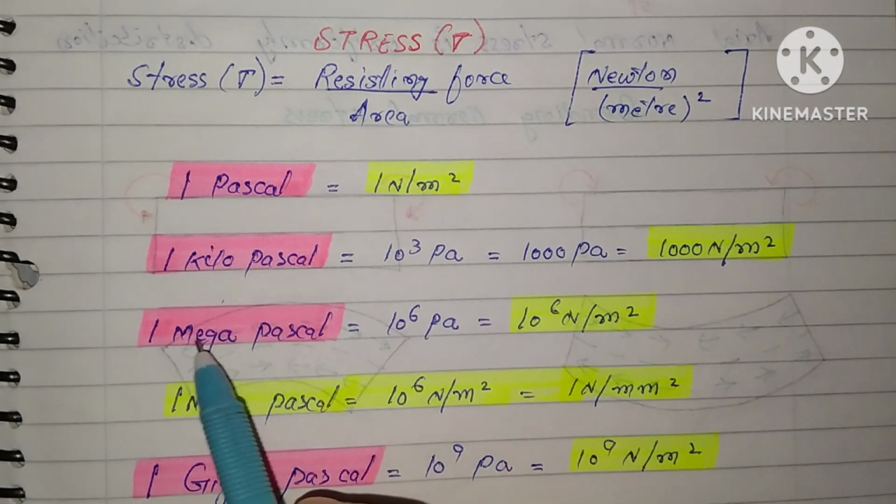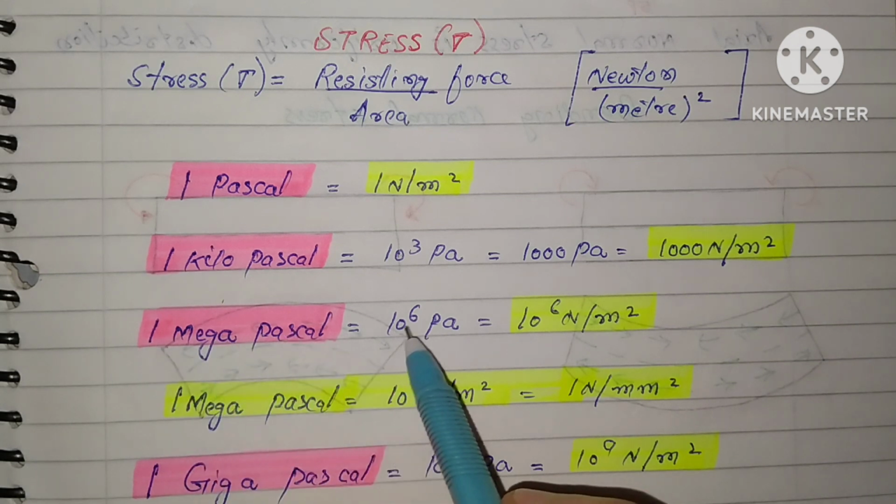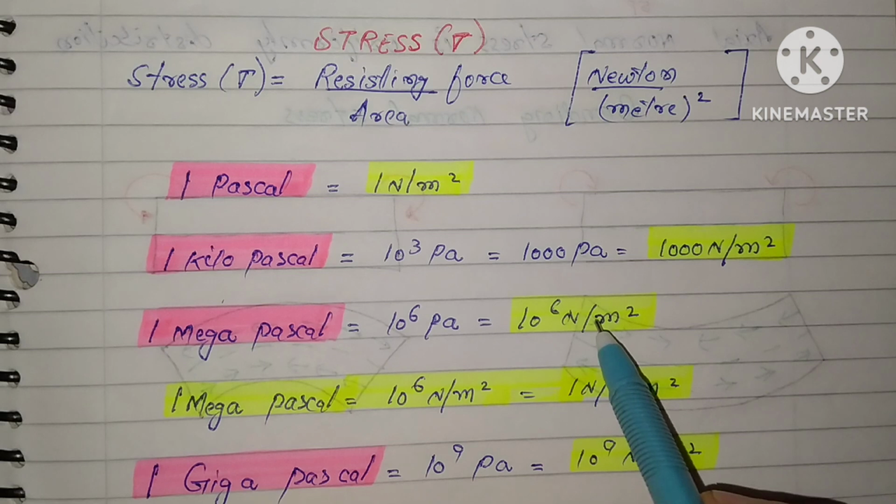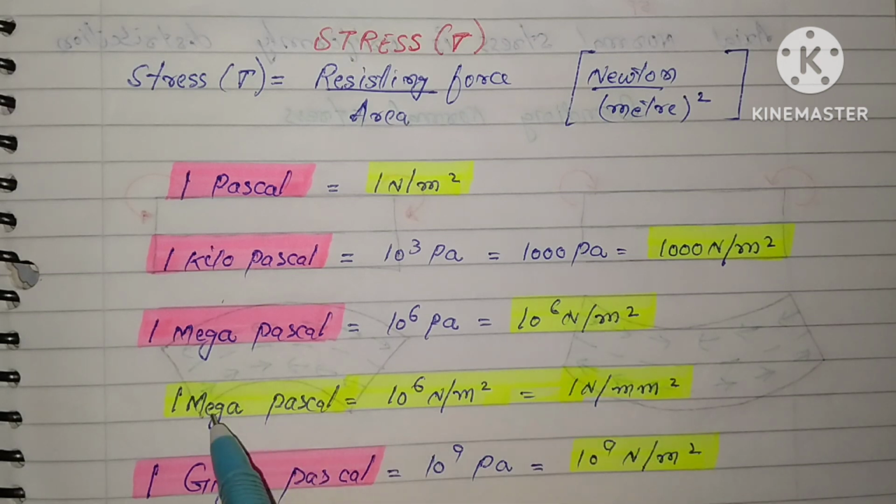Another bigger unit is 1 megapascal. 1 megapascal is 10 raised to the power 6 pascals, that is 10 raised to the power 6 Newton per meter square. Also, 1 megapascal is 1 Newton per mm square, because 10 raised to the power 3 mm is equal to 1 meter, so 10 raised to the power 3 squared becomes 10 raised to the power 6. Another bigger unit is 1 gigapascal, which is equivalent to 10 raised to the power 9 pascals, that is 10 raised to the power 9 Newton per meter square. These all are the units of stress.